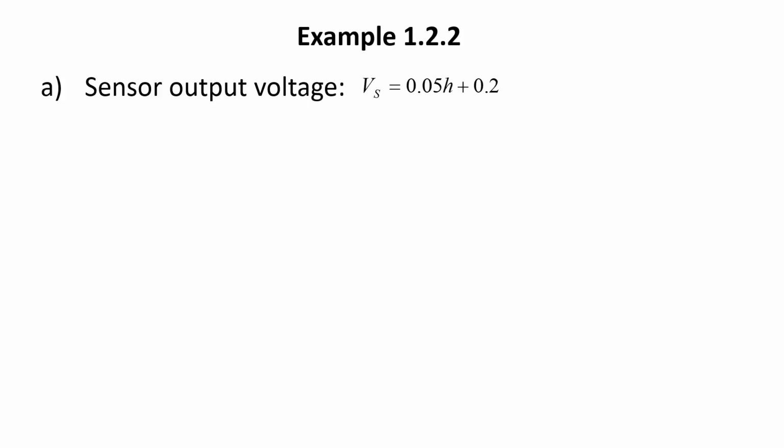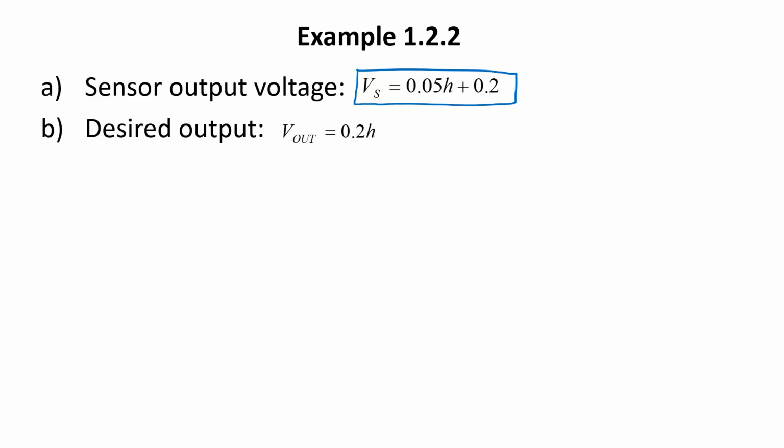In this problem, we're using an acoustic proximity sensor to measure the height of an object. We ran some tests to characterize the sensor's output voltage as a function of height and found that the sensor's output voltage, V sub s, is equal to 0.05 times the height in inches plus 0.2.